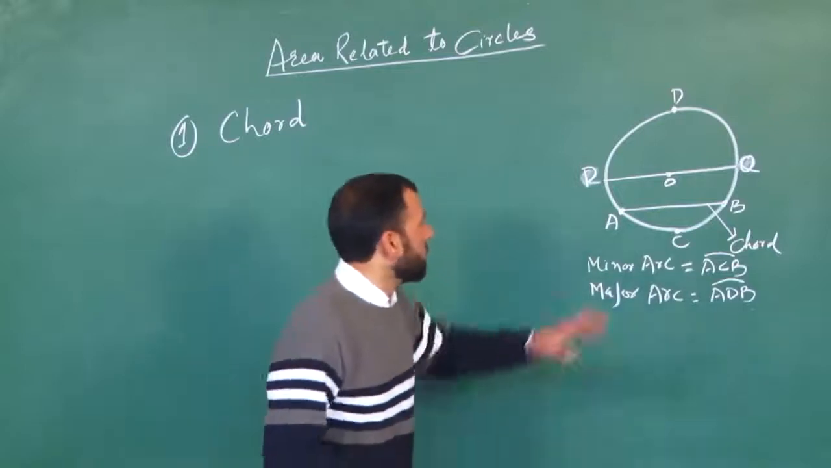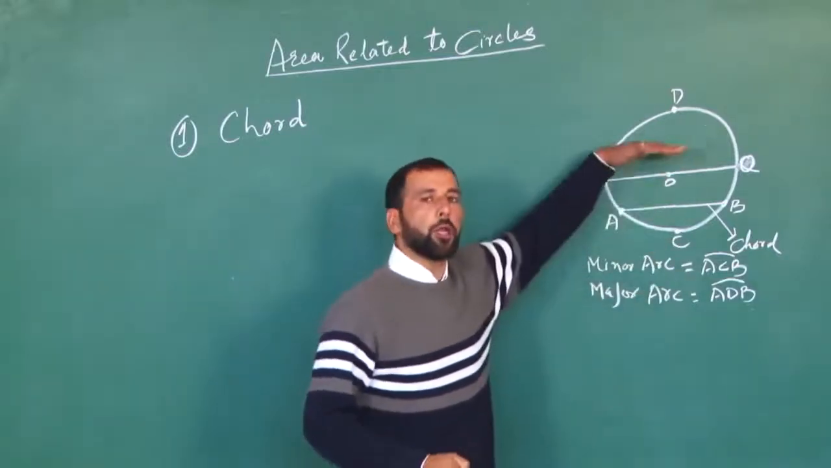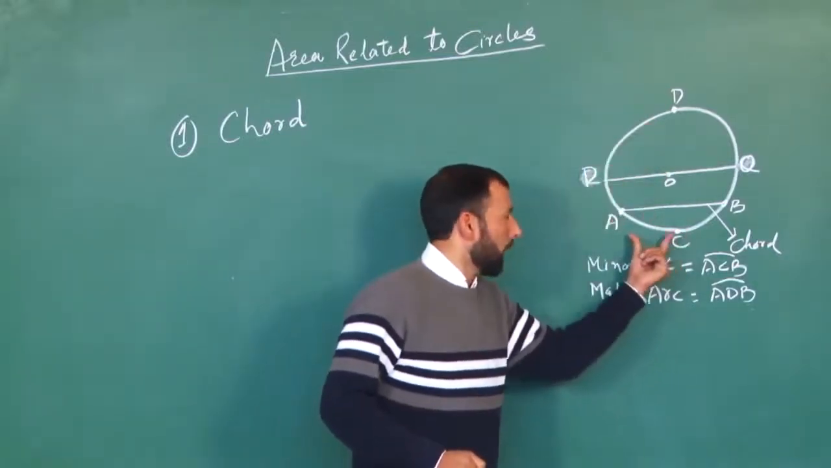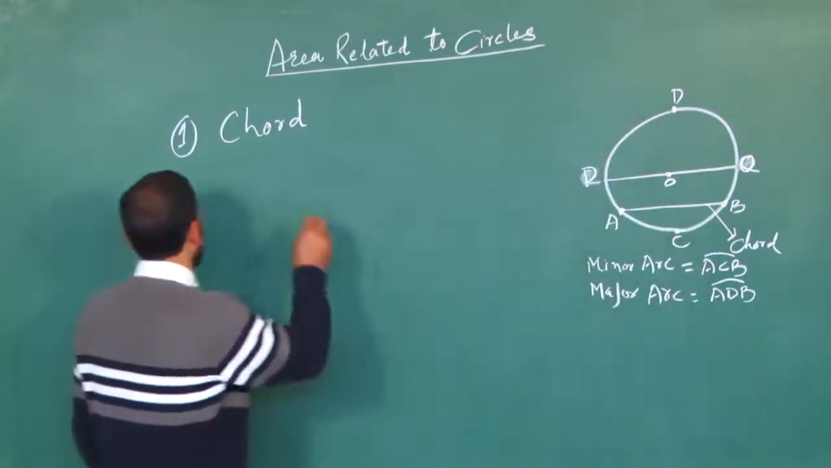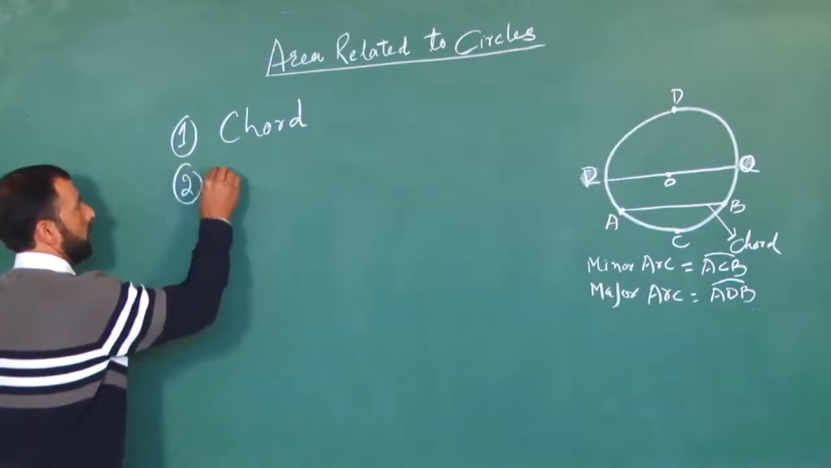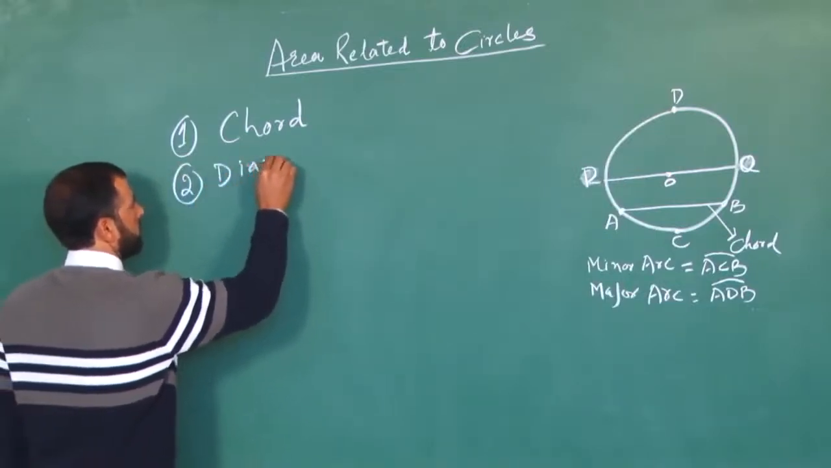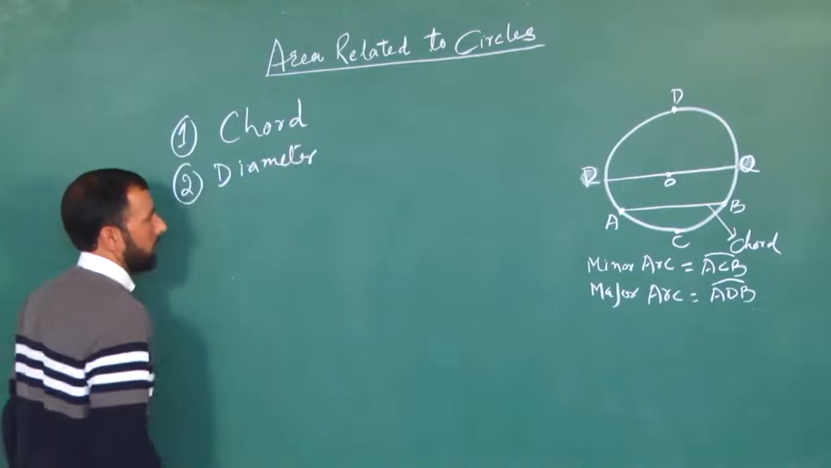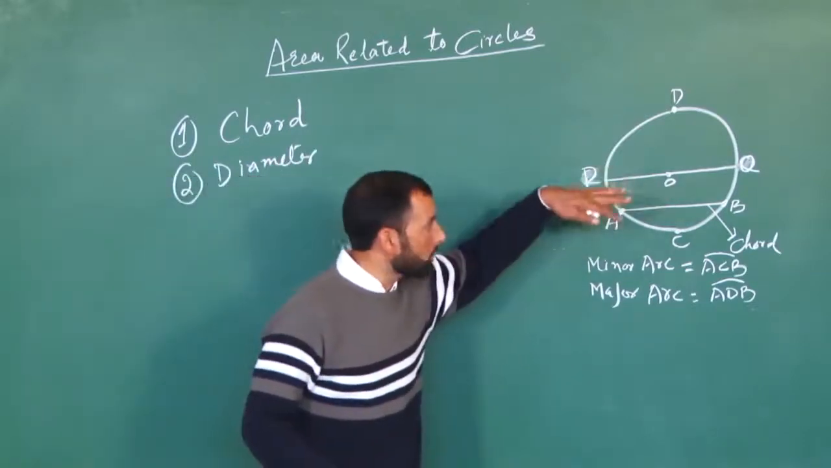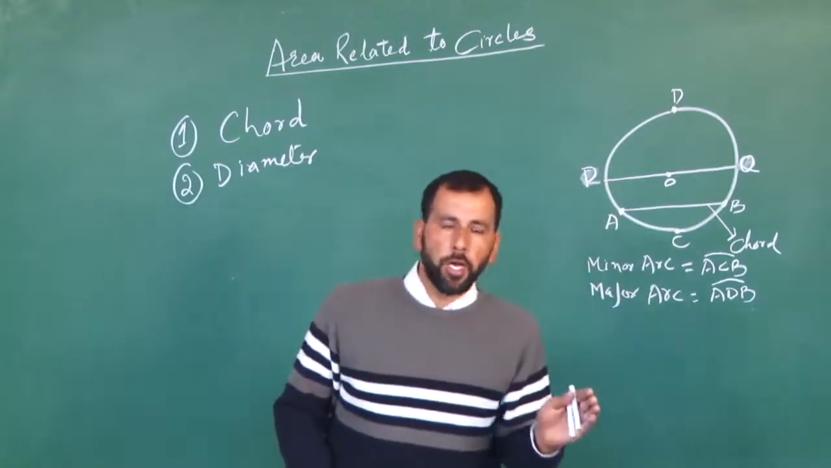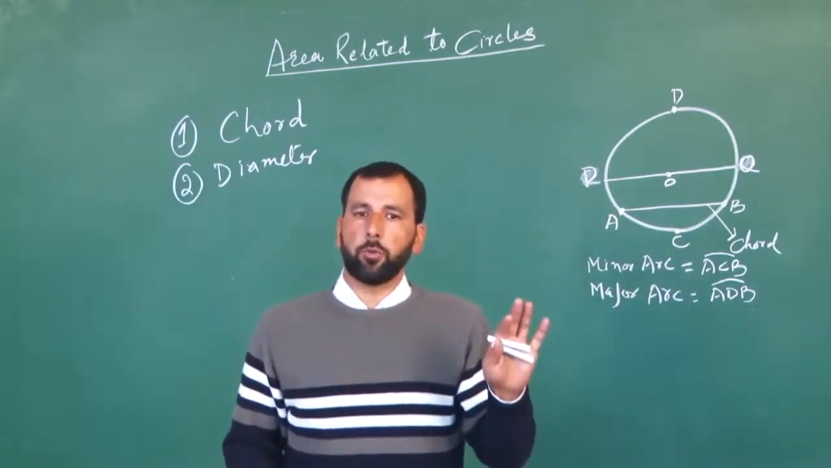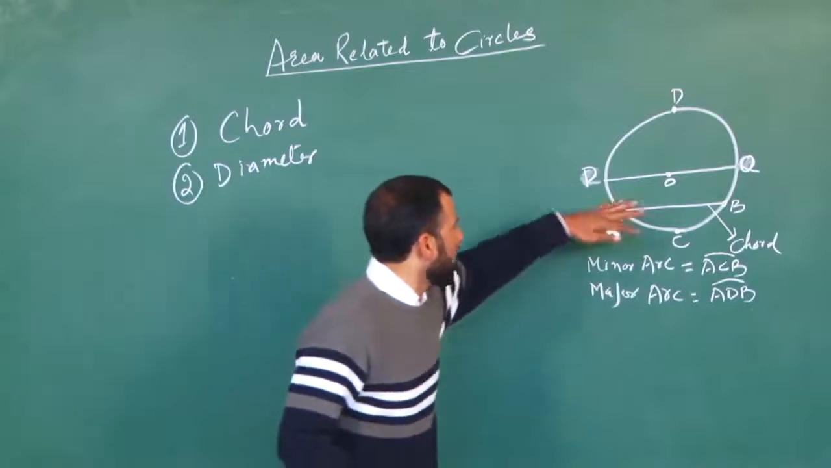So a chord divides a circle into two unequal arcs, minor arc ACB and major arc ADB. But the second one is the diameter. Diameter is here PQ, which passes through the center and divides the circle into two equal arcs, and each equal arc is said to be a semicircle.